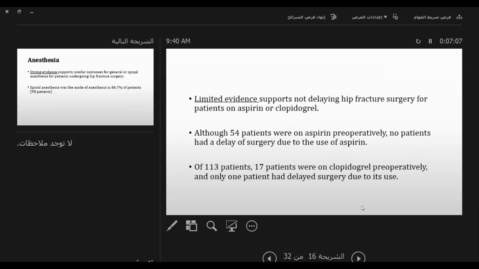There is limited evidence that supports that hip fracture surgery should not be delayed for patients who are on aspirin or clopidogrel. Although 54 patients of our studied population were on aspirin preoperatively, none of them had a delay of surgery due to use of aspirin. 17 patients were on clopidogrel preoperatively, and only 1 patient had a delayed surgery due to its use.